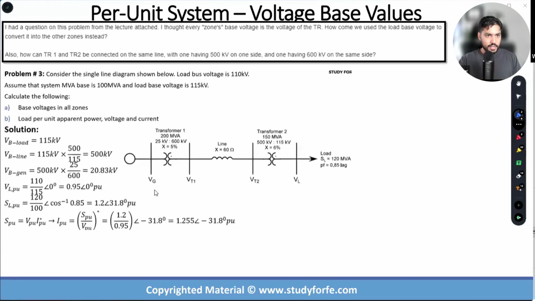The student is saying that on this problem from the lecture attached, I thought every zone's base value is the voltage of the transformer. Every zone's base value is the voltage of the transformer. Guys, this is a $1 million question. It is one of those doubts, one of those nuances within per unit systems.